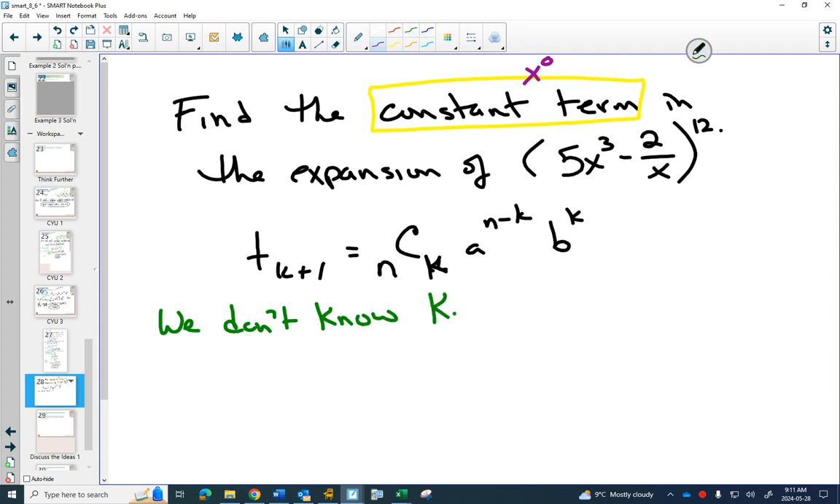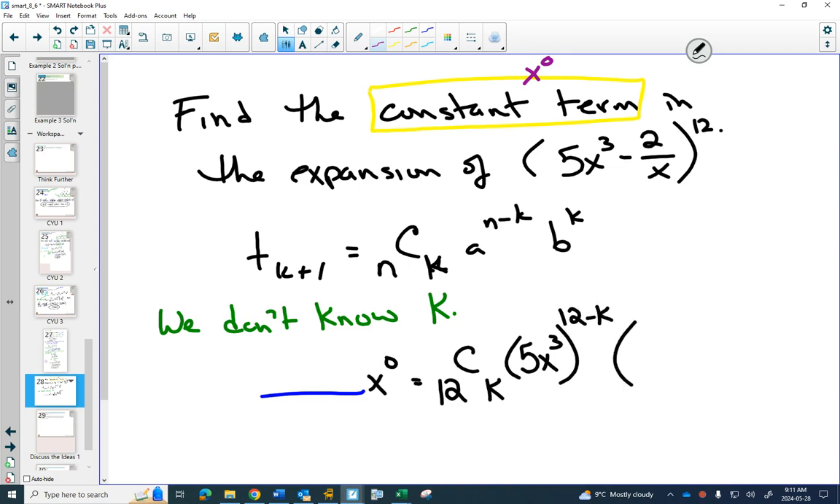We don't know what k is. So we put in everything that we know. We know that there's going to be some number with no x's, so I'm going to put an x to the 0 there. We know the n is 12. We don't know k, so I'll keep k in there. I know my first term is 5x cubed, and that would be to the 12 minus k. And my second term is negative 2 over x, and that would be to the exponent k.